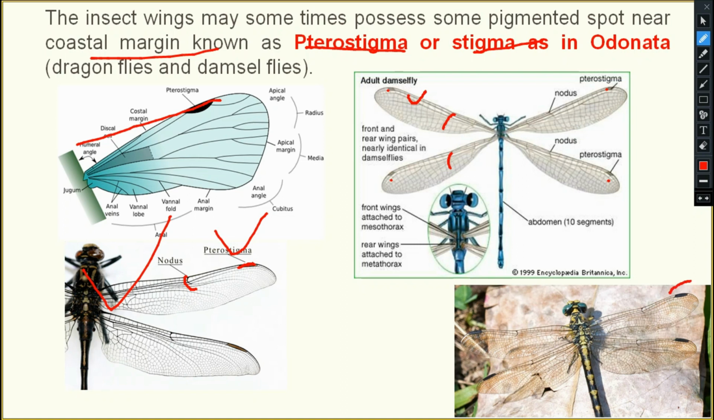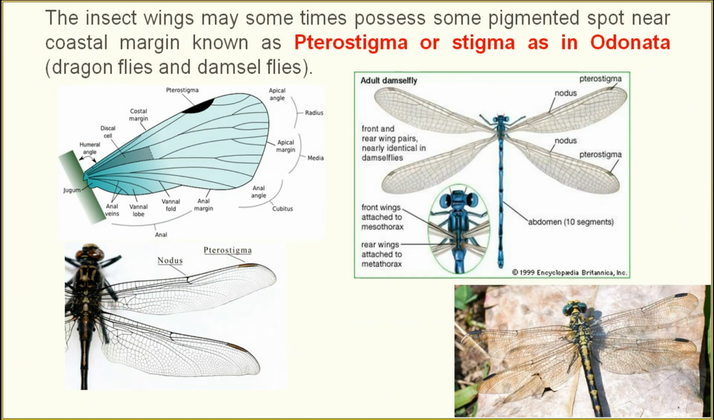Here you see, in the real picture, this is known as what? Pterostigma. Understood what is pterostigma? How to define? There is a black thickening like spot present in the costal margin of all wings of Odonata, dragonfly and damselfly. That is known as your pterostigma. Clear? Stigma present on the ptera is known as pterostigma.